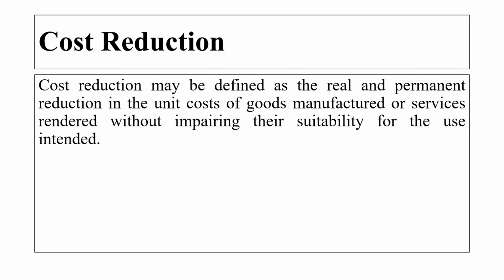Then is the cost reduction. Cost reduction may be defined as a real and permanent reduction in the unit cost of goods manufactured or services rendered without impairing their suitability for the use intended. Here we are trying to reduce the cost, whatever we are spending, we are trying to control that. It may be a real or permanent reduction in the unit cost of goods manufactured and services rendered.